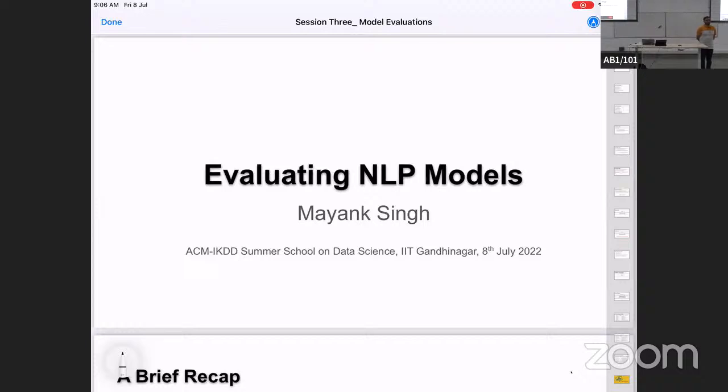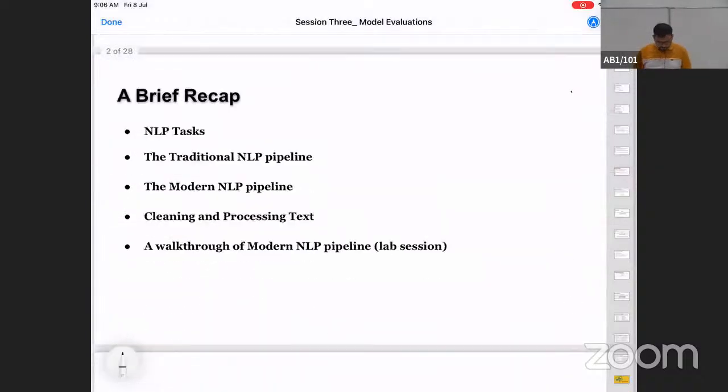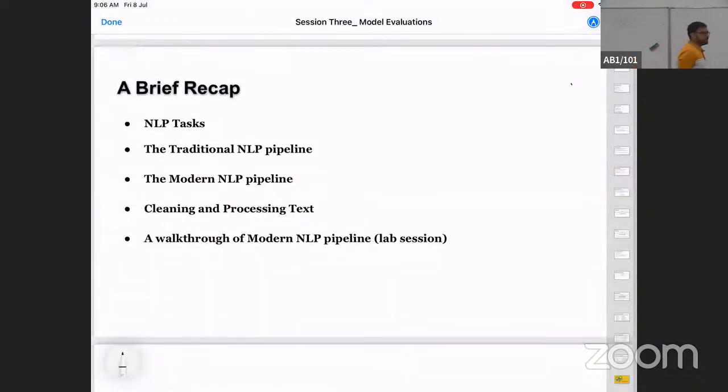So some models might be doing very good, some models might not be doing that good, right? This is the kind of comparison we want to do, and for that there are some very popular standard metrics which we will be looking at today. Okay, but before that, let me just read out a brief recap of what we have done.